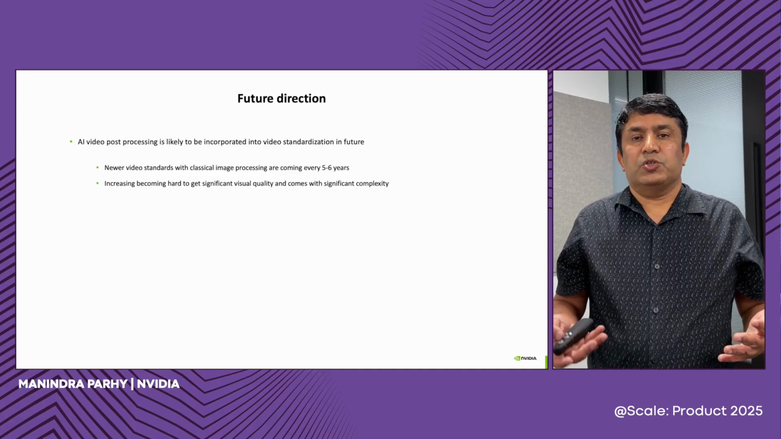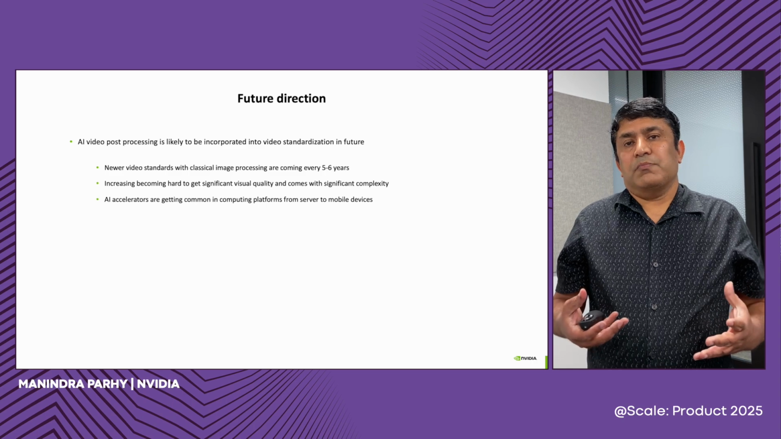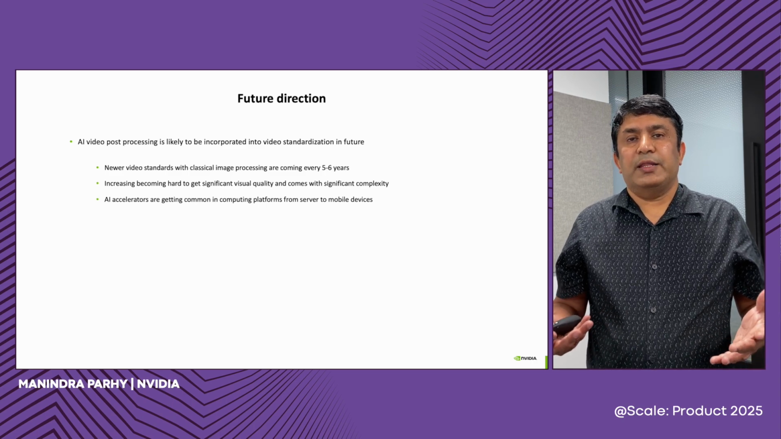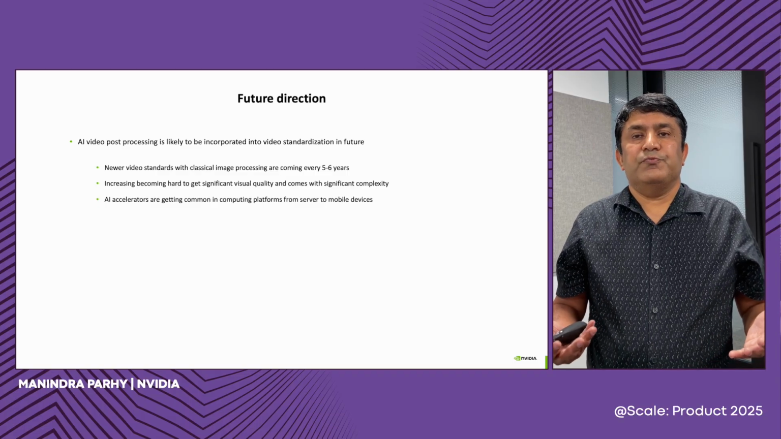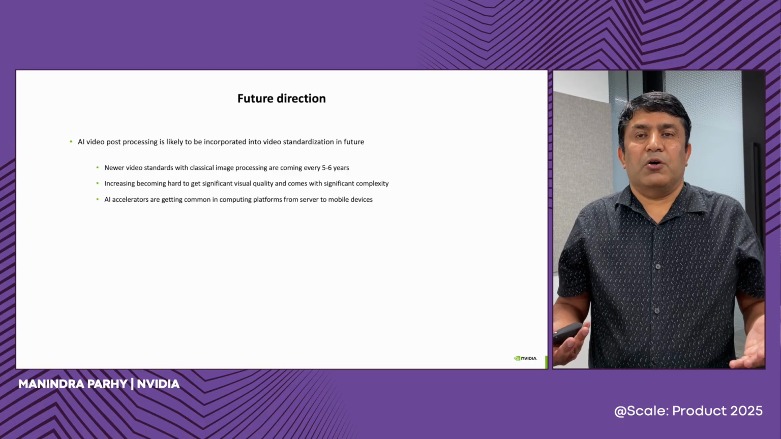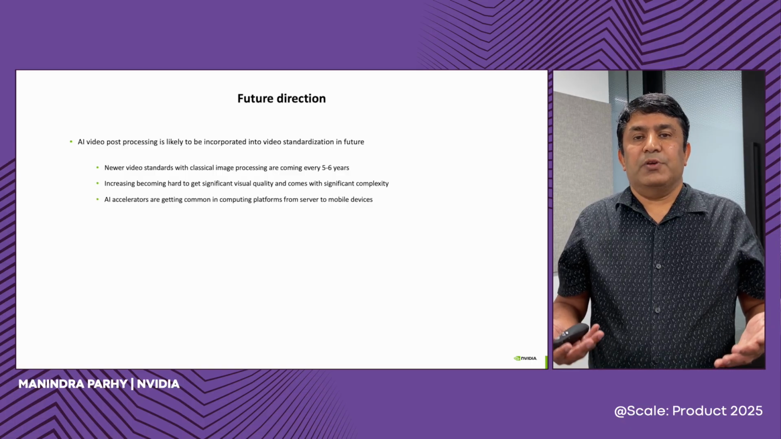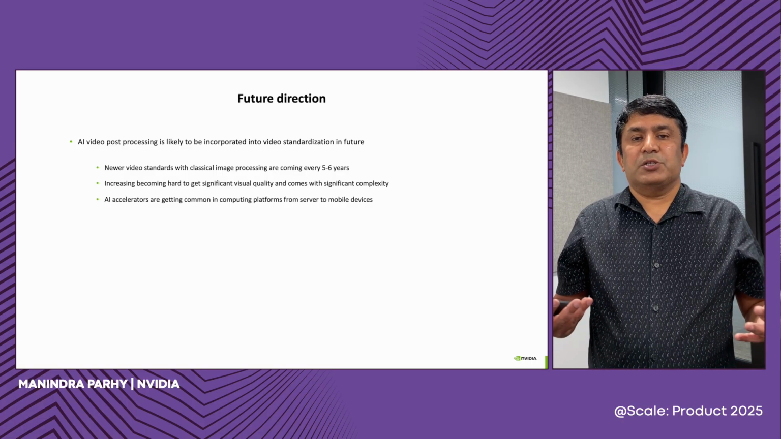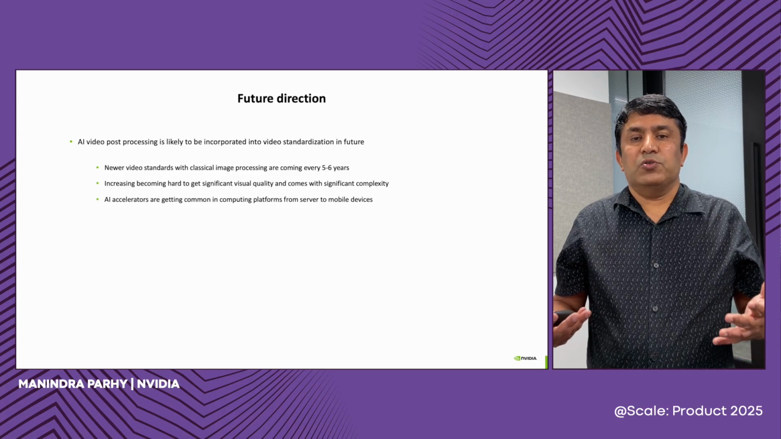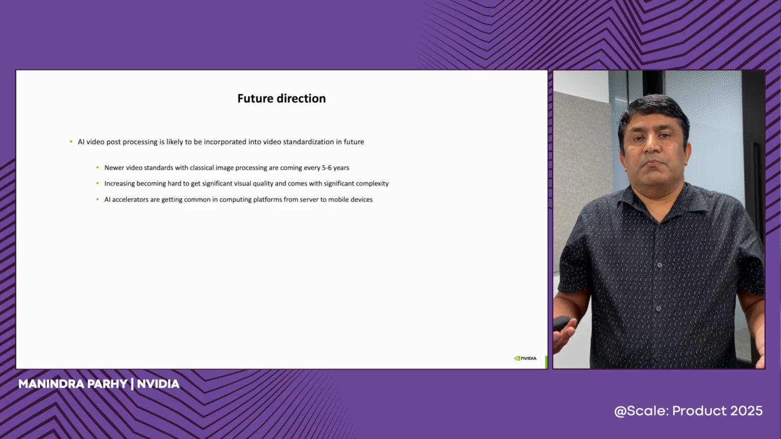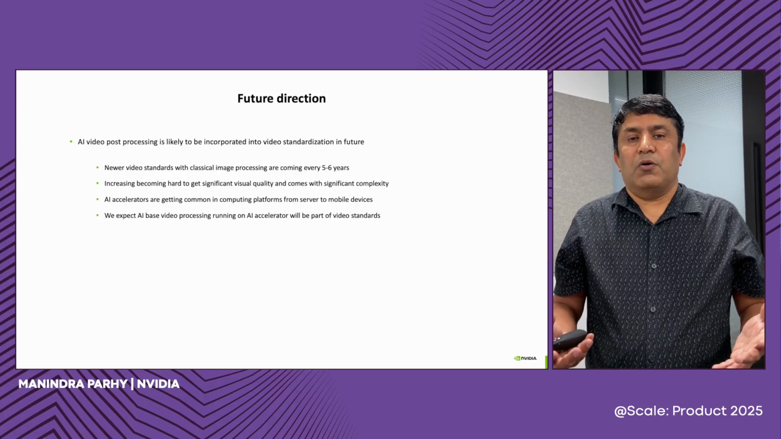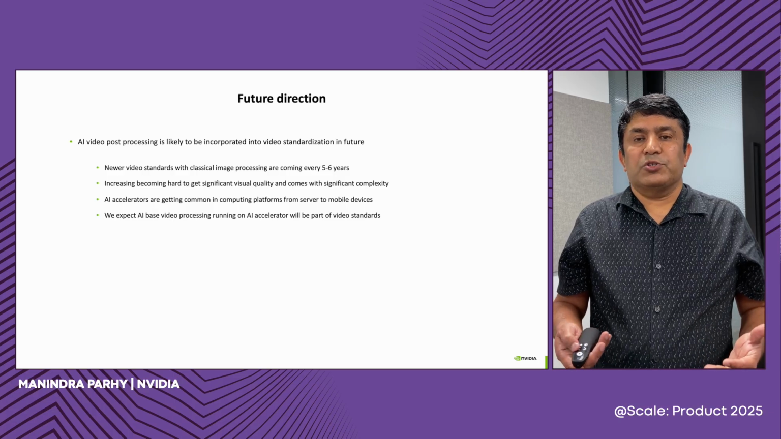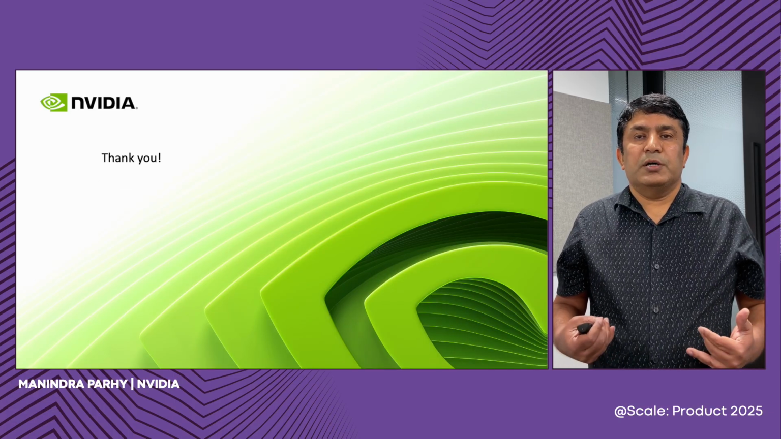hardware chip. At the same time, most platforms, from server to mobile, have AI accelerators, and they are there irrespective of whether you do video improvement or not. They are there for all kinds of general purposes. And if we can do this kind of AI-based post-processing on those AI cores, then everybody can benefit from that. So we expect that in the future all this technology will be part of the video standard. That was my last slide, and thank you very much for listening.